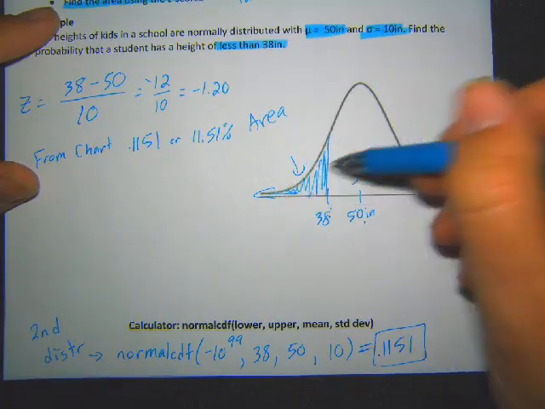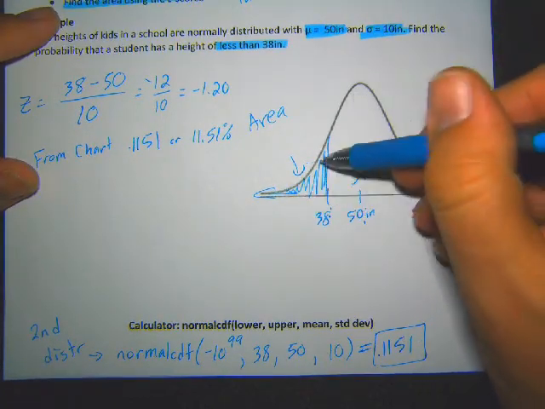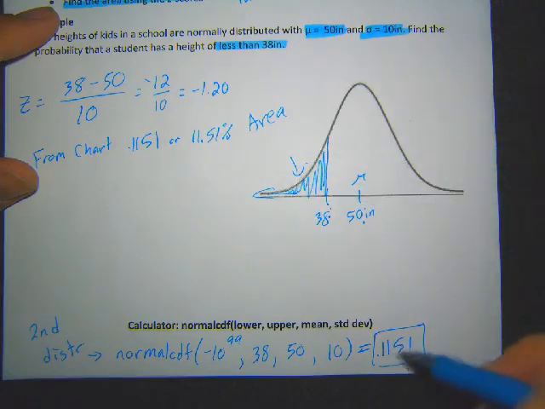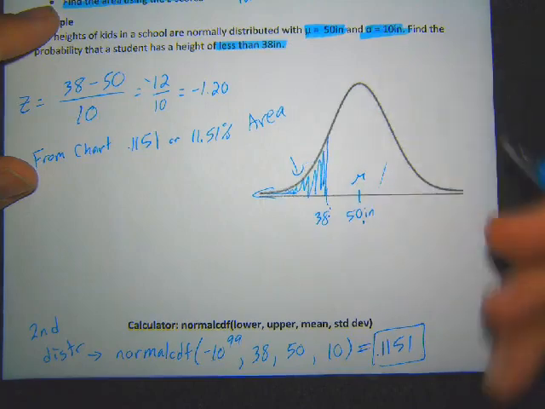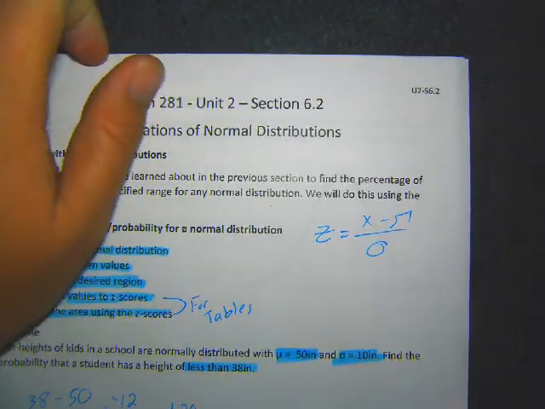It might look pretty big, but remember that most of the values are in the middle, so the stuff at the end is actually not that much. It's only 11% in this little tail because the rest of it's over here. Most of it's in the middle. Okay, let's try another one. Get some practice and get this idea down.